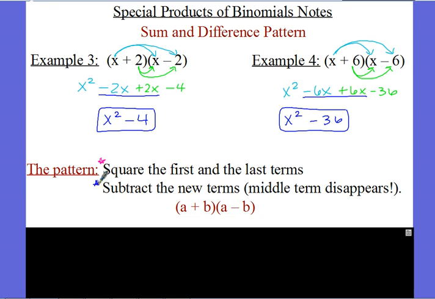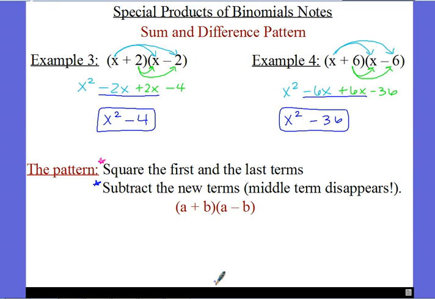Which means when I have something like (a + b) times (a - b), I'm going to square the a and get a squared, square the b and get b squared, and then I'm going to subtract those terms because their products eliminate.